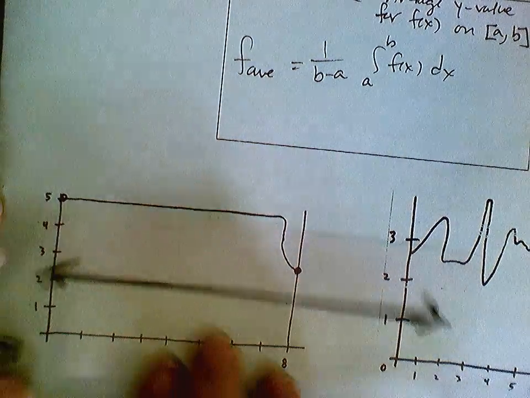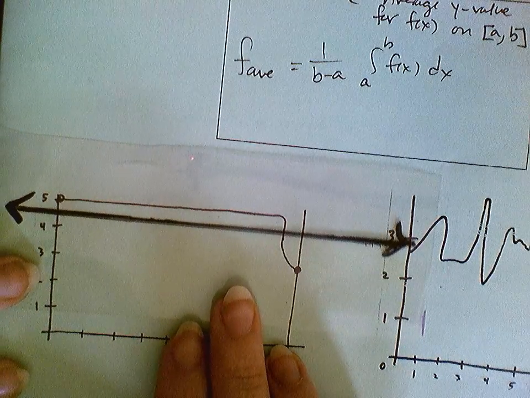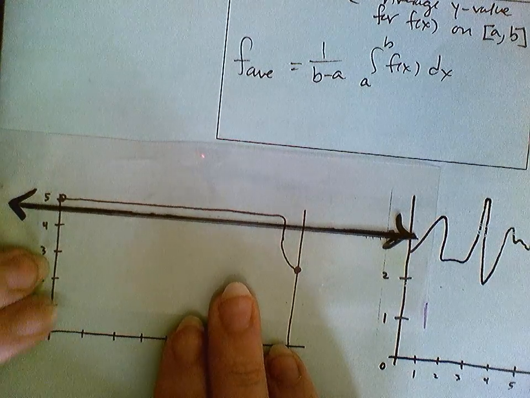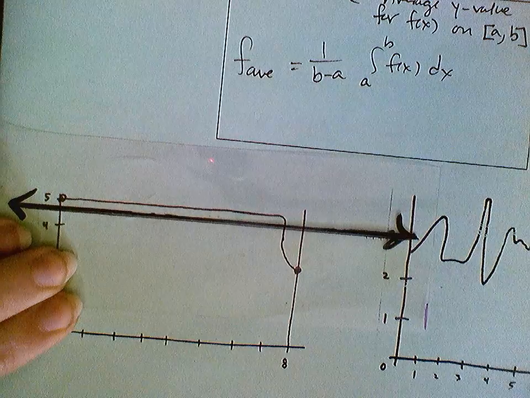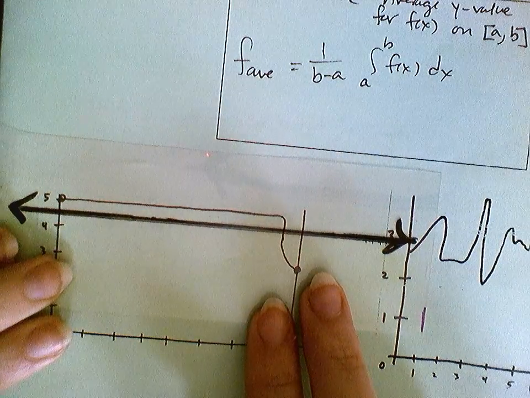So anyway, the way that you do it is you find a horizontal line so that, okay, so let me do it this way.